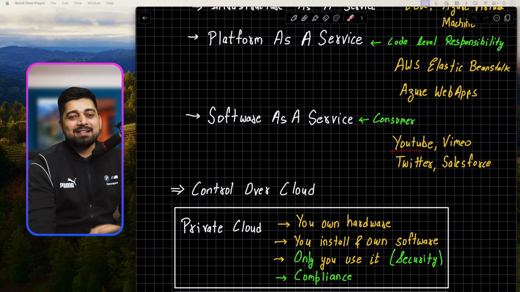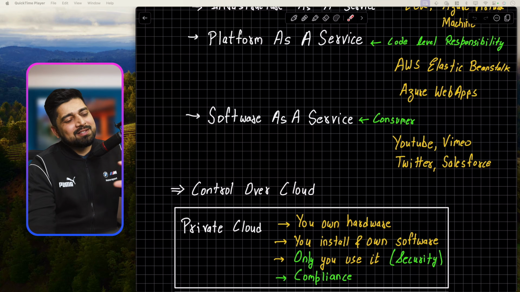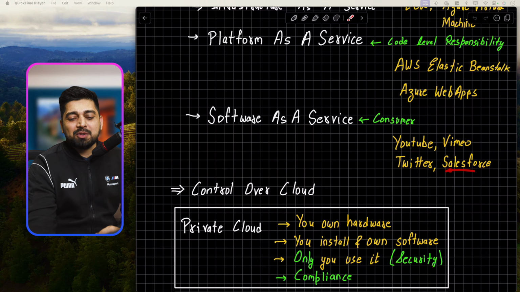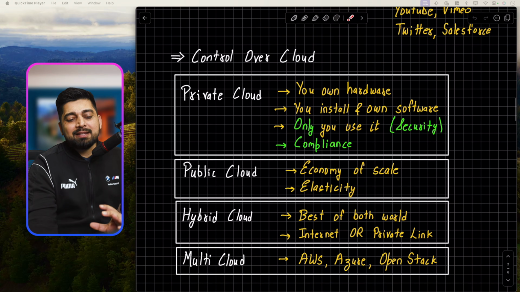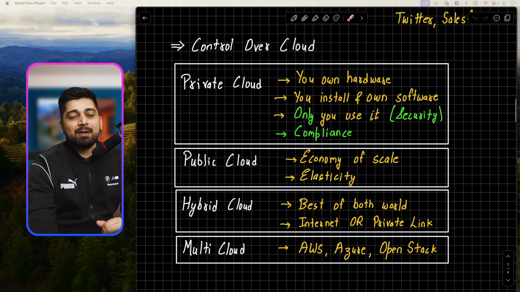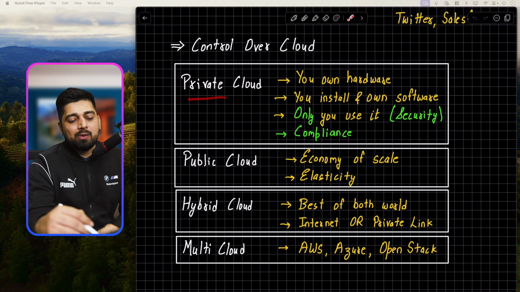YouTube definitely is getting used as one of the services underlying in the SaaS, and Salesforce is a pure SaaS. So around that. Now, on top of that, let's also summarize this, that the control over the cloud. So apart from types of the cloud, there is also a control level on the cloud, like who is controlling what, and based on that, clouds are also named like that. You might have seen them as the private cloud, public cloud, hybrid cloud, multi-cloud.